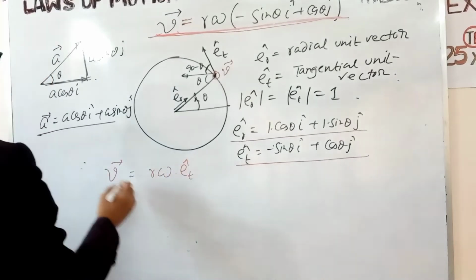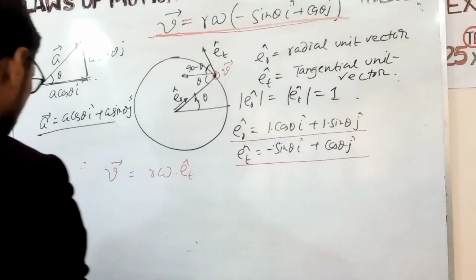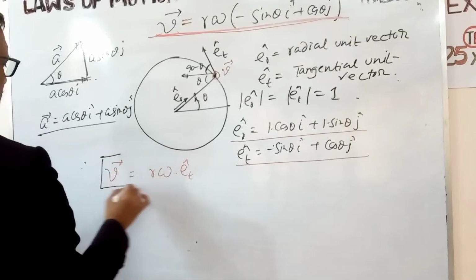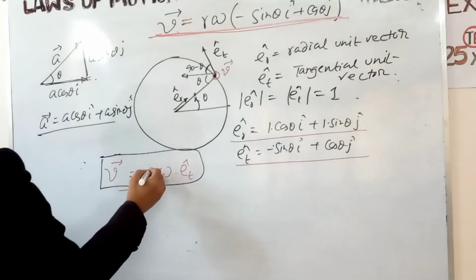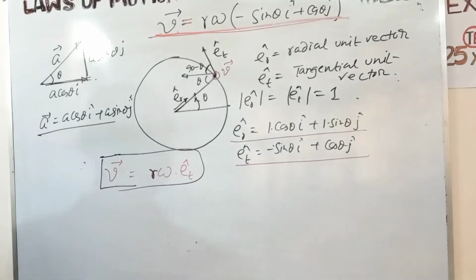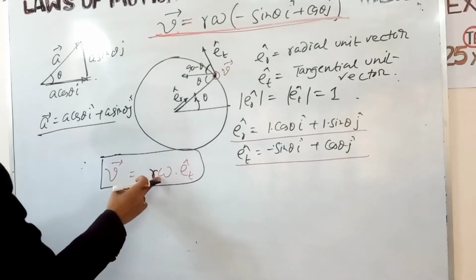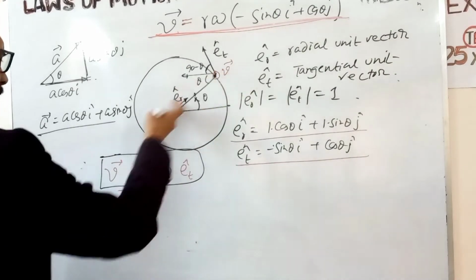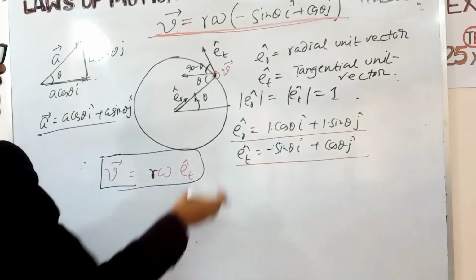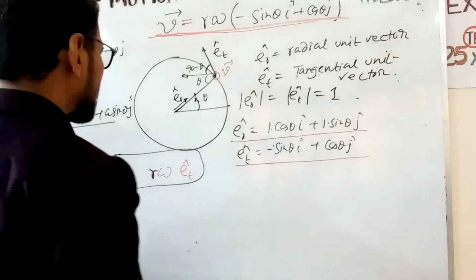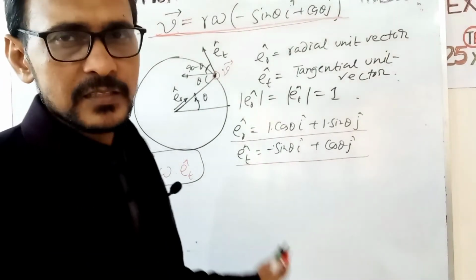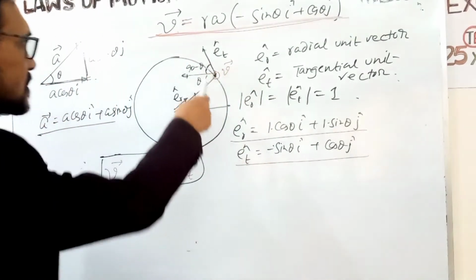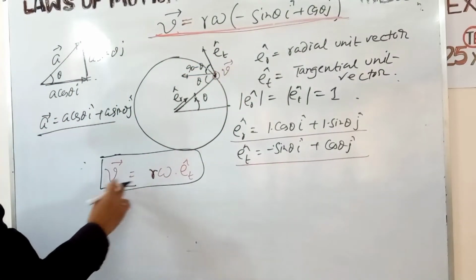So we get the direction of velocity from numerical calculation. What is the direction of velocity at that point? The direction of velocity at that point is along the tangent. So we get no velocity along the radius. So when a particle moves in a circular path, then velocity is along the tangent. So we get this direction from the derivation.